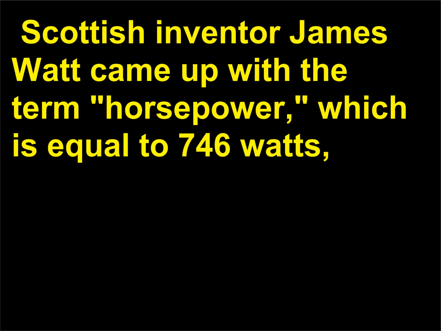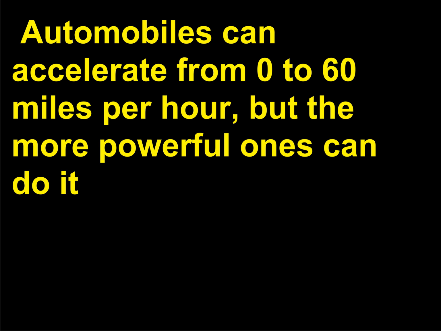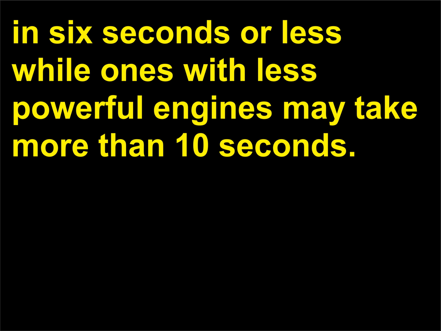Scottish inventor James Watt came up with the term horsepower, which is equal to 746 watts. The amount of energy it takes an average horse to pull 33,000 pounds of coal 1 foot in 1 minute. Automobiles can accelerate from 0 to 60 miles per hour, but the more powerful ones can do it in 6 seconds or less, while ones with less powerful engines may take more than 10 seconds.